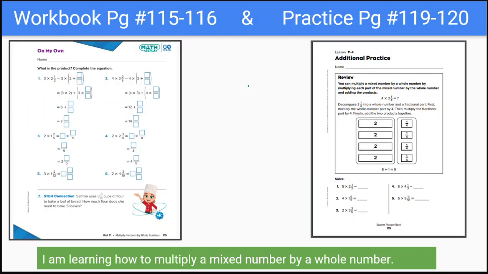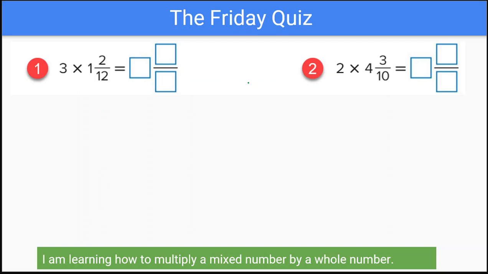Okay, today in class, you're doing workbook pages 115 and 116. You're doing practice pages 119 and 120. Okay, here it is. What's going to be on the Friday quiz?